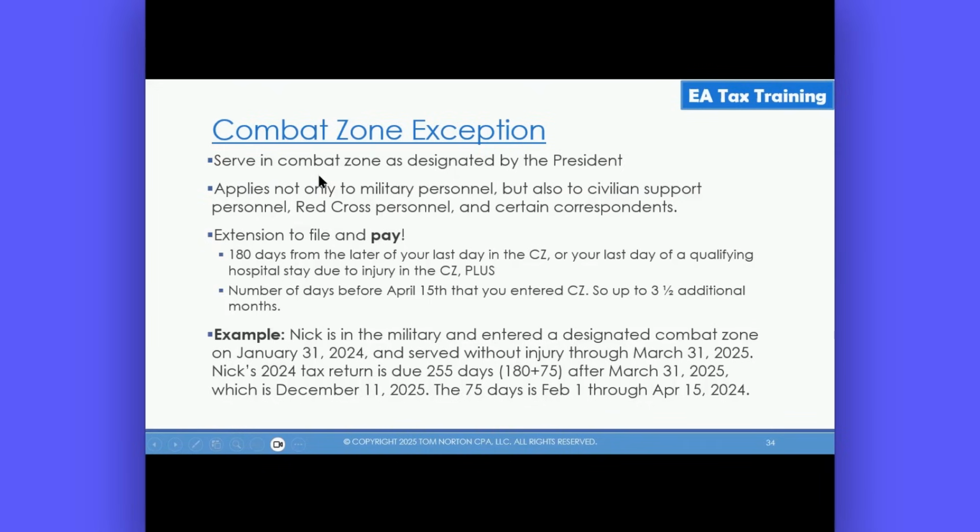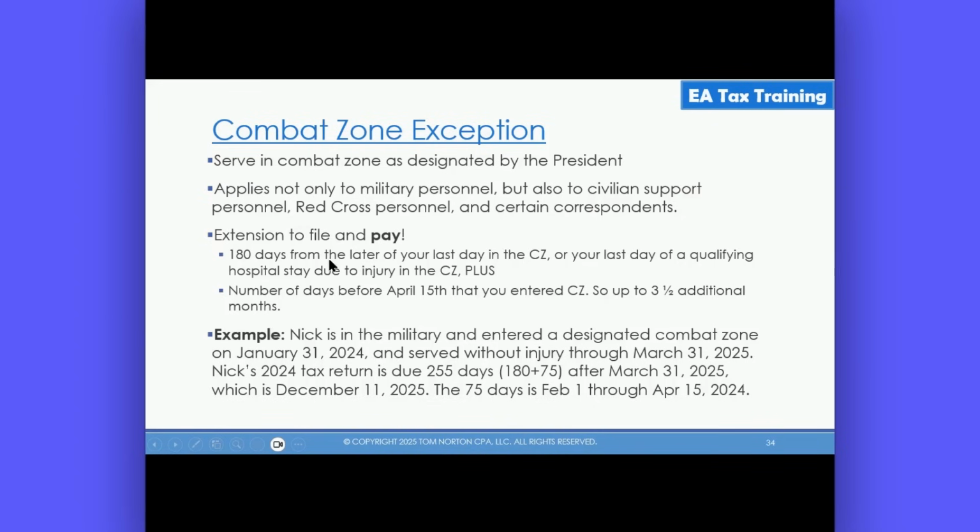So if the taxpayer served in a combat zone as designated by the president, then they will get an extension of time to file and pay their tax. And this applies not only to military personnel, but it's also civilian support personnel as well as Red Cross personnel and certain correspondents like press correspondents who are working in the combat zone. This applies to them as well. They get this extension of time to file and pay.